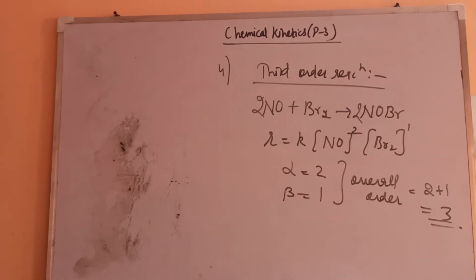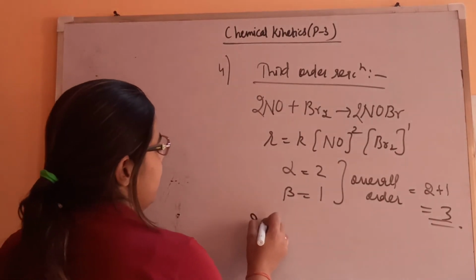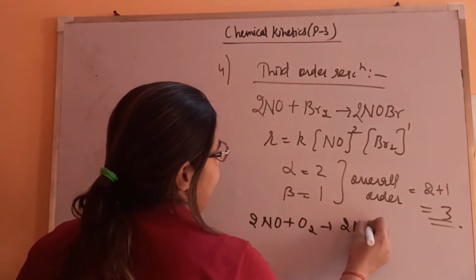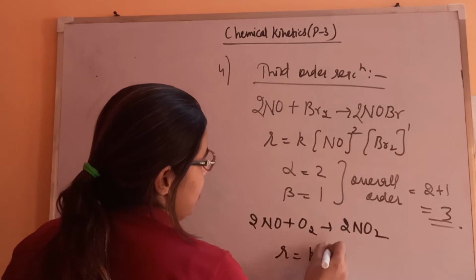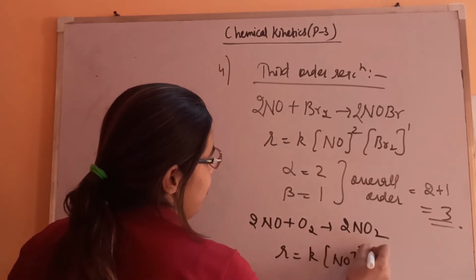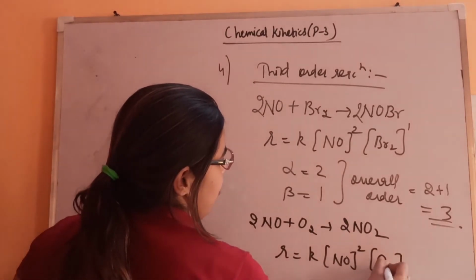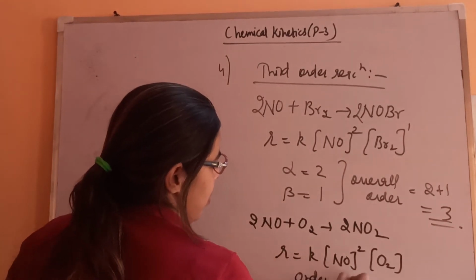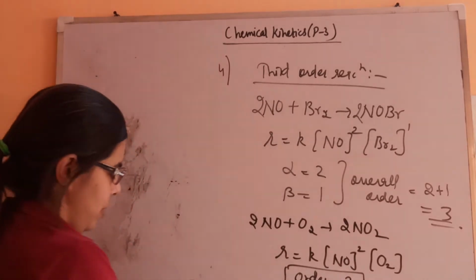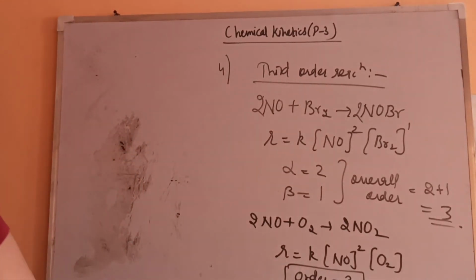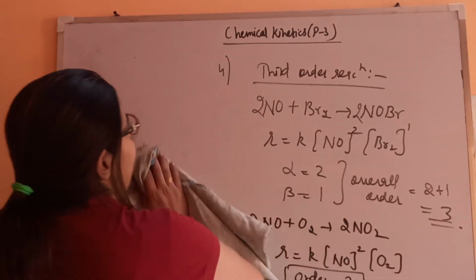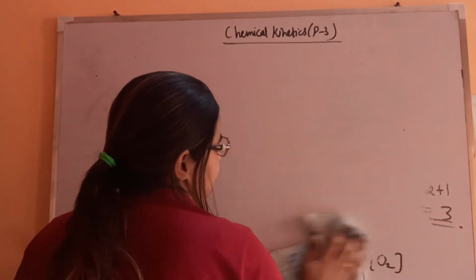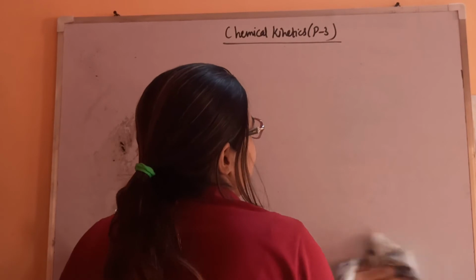Similarly, nitric oxide can also react with oxygen and give you nitrogen dioxide. Again, the rate is K[NO]^2[O2], with respect to this 2 and this 1. So here again the order is 3. So these are the examples of third order reaction. Now the order is not always a whole number. Order can be a fraction also. So let's see the fractional order reactions.